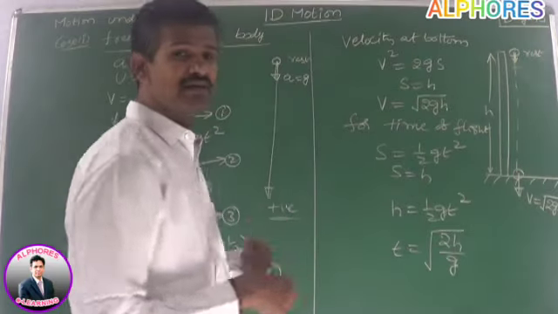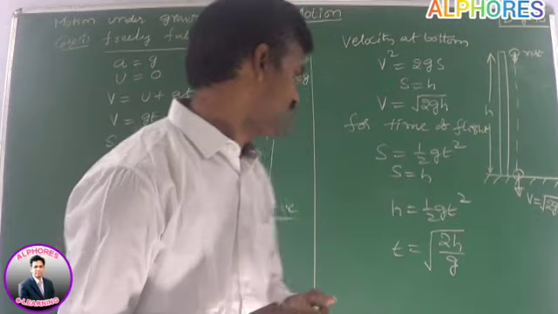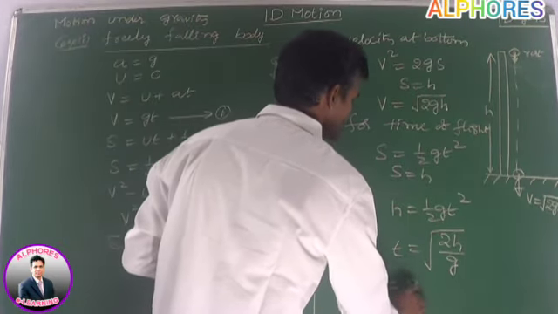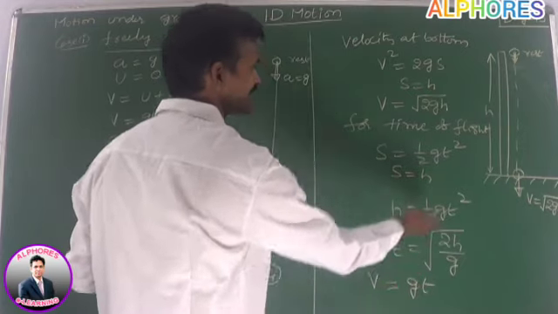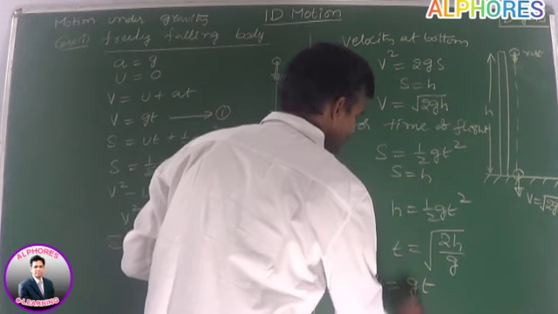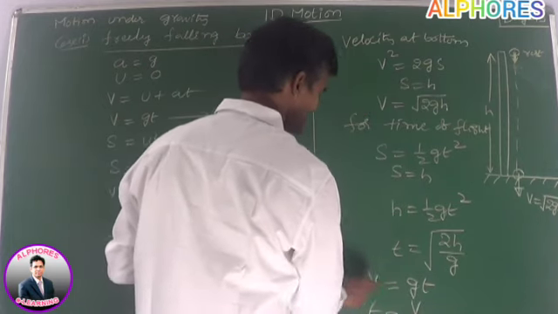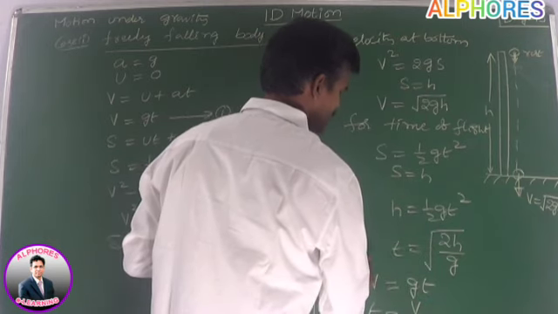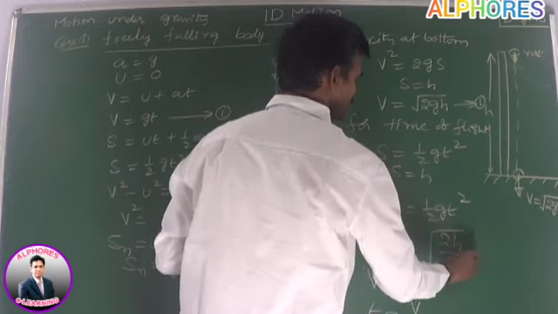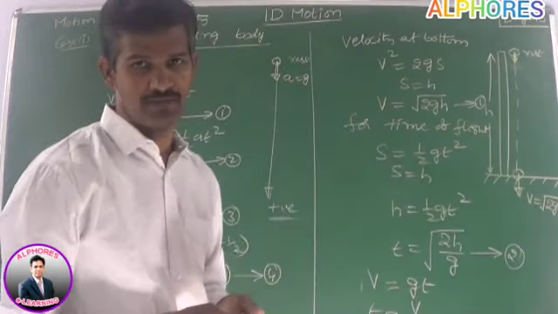At the same time, what is the velocity gained by the body after t seconds? To get the velocity after t seconds, you can use v is equal to gt. Or if you know the velocity at the bottom, you can also calculate time. This time can also be written as v by g. Generally, this case is not used. So these two are important: velocity at the bottom and time of flight. These two are regularly used to solve the problems.